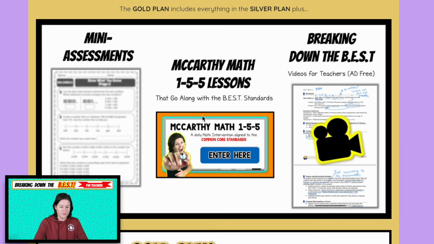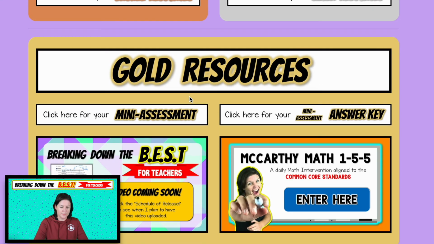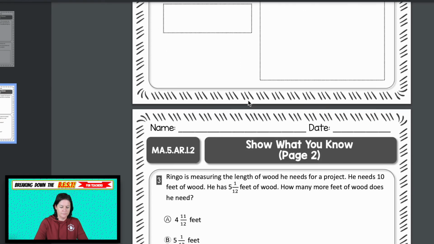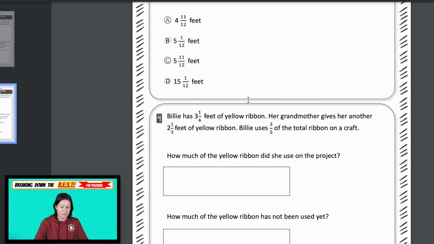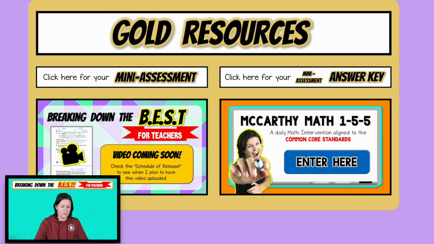And then your gold resources. If you have the gold plan, you have access to more. You have a mini assessment right here. Okay, variety of question types. These mini assessments are usually 4 to 5 questions long. Here's your answer key. You have this version of Breaking Down the Best that is free of ads, unlike the YouTube version, which has ads in it. And it's nice because it's right here. It's right around all of your other resources that you need.